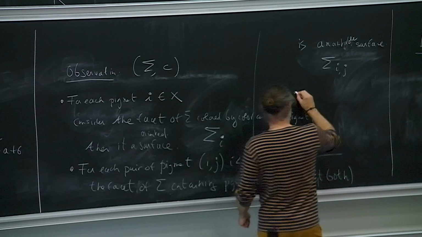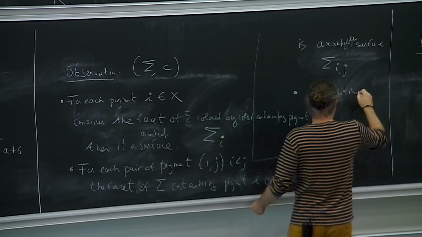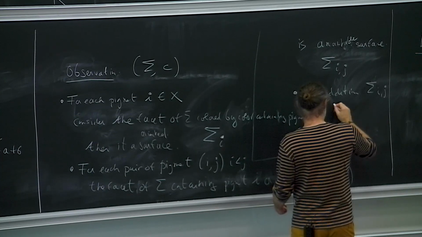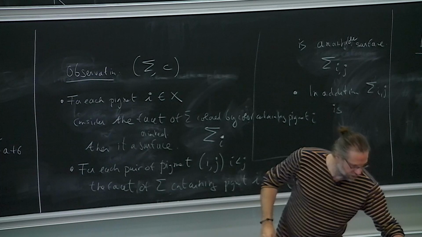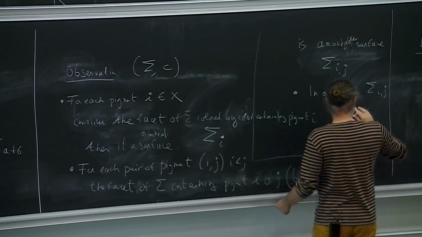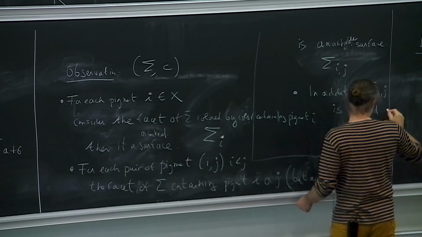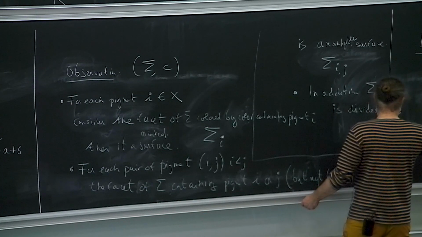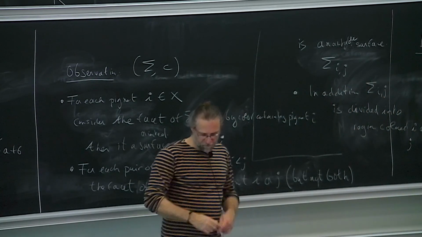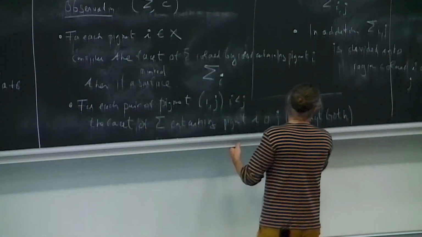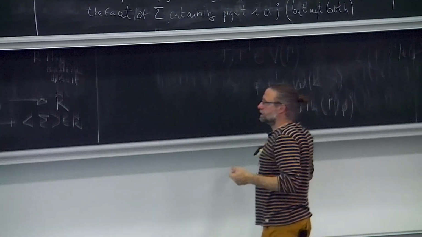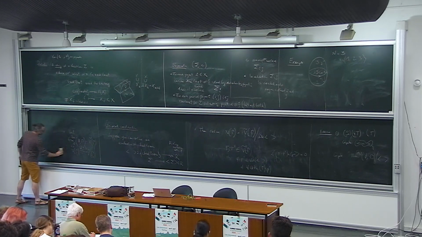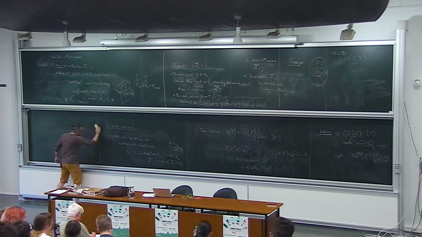In addition, sigma ij is divided into regions colored i and j. So if you're on this surface sigma ij, what you will see, so you do remember the facets. Each piece of the surface does come from one of the facets of the form, and the facet is either color i or color j.